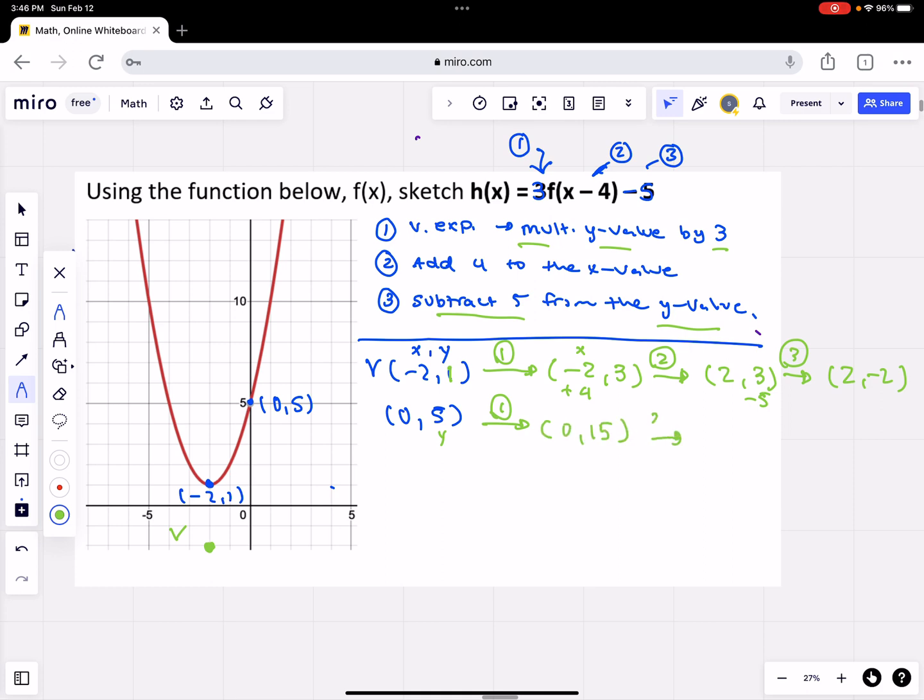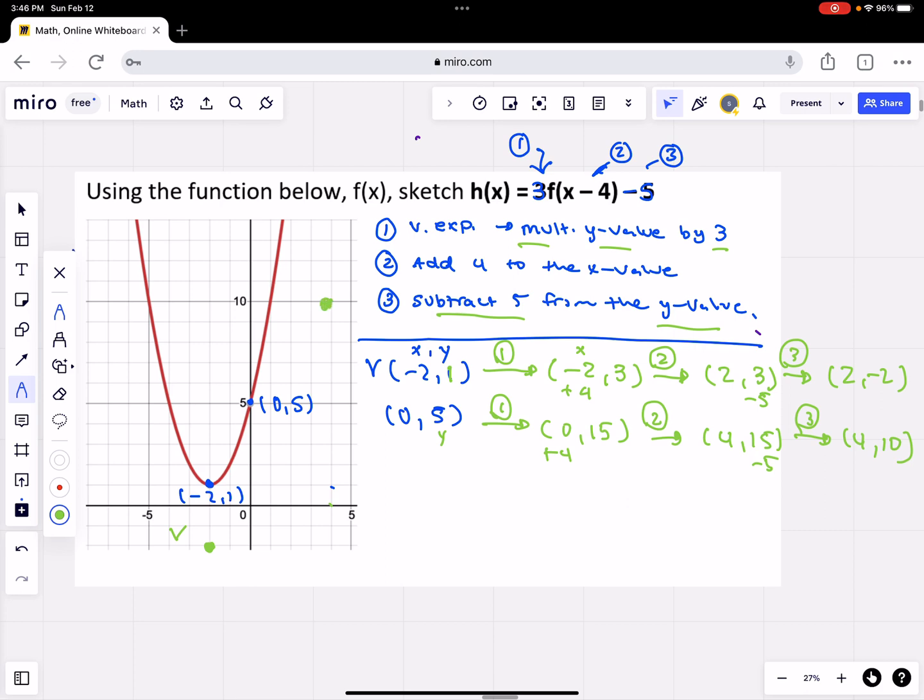And then step number 2, add 4 to the previous x value. So now I'm at 4 comma 15. And then step number 3, subtract 5 from the previous y value. So 4 comma 10. So this y-intercept is probably not the y-intercept anymore because we moved it. So over 4 and then up 10 is right there.